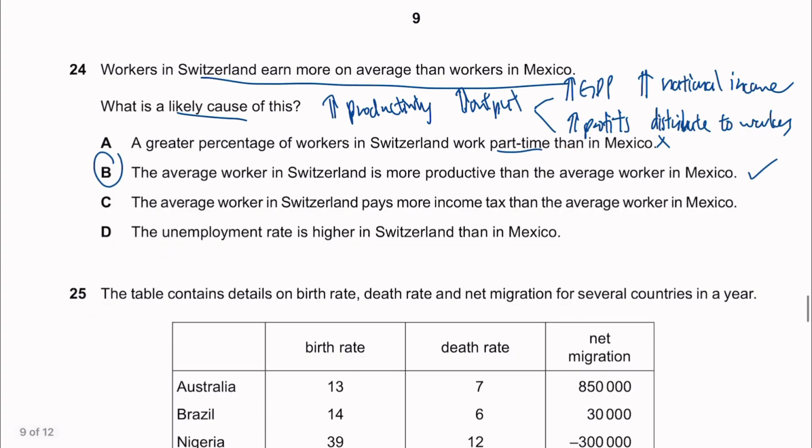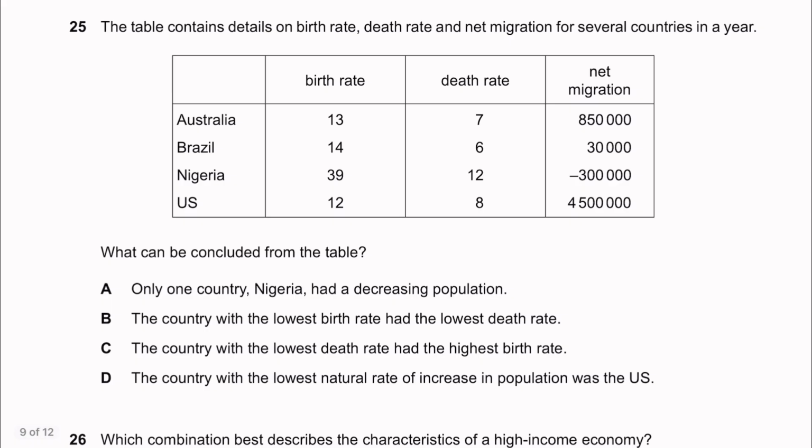Okay, 25. A table contains birth rate, death rate, and net migration for several countries in a year. What can be concluded from the table? When you see 'what can be concluded', you need to find the answer that's most correct. Birth rate, death rate, net migration. Net migration is the people coming in minus the people exiting, so it's actually immigration minus emigration.